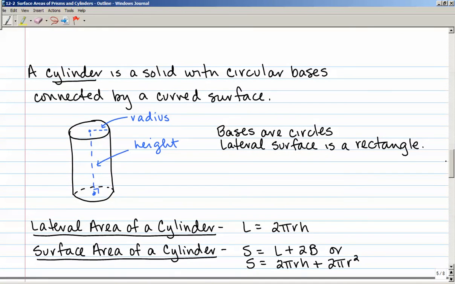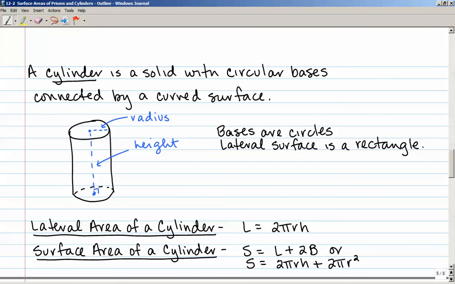A cylinder is a solid that has circular bases connected by a curved surface. When I see a cylinder, I tend to think of a soup can. The bases are circles, top and bottom, and the lateral surface, if you were to unroll this, is going to be in the shape of a rectangle. If you've ever taken the label off of a soup can, you can see that the shape is a rectangle.